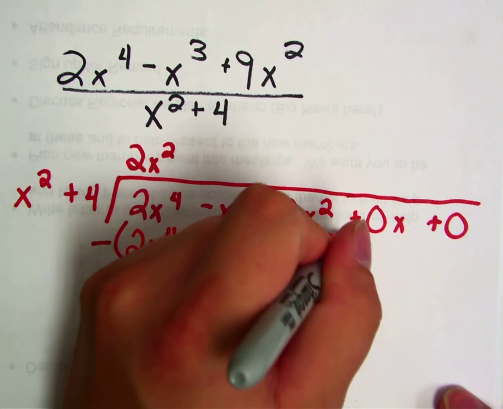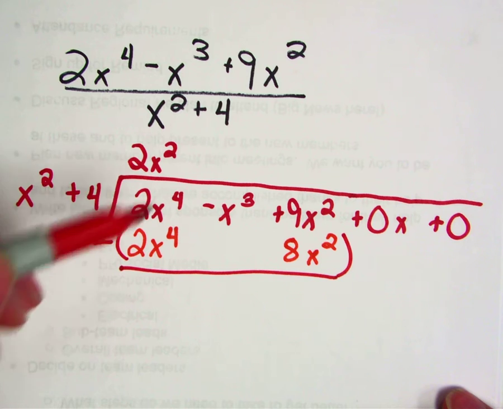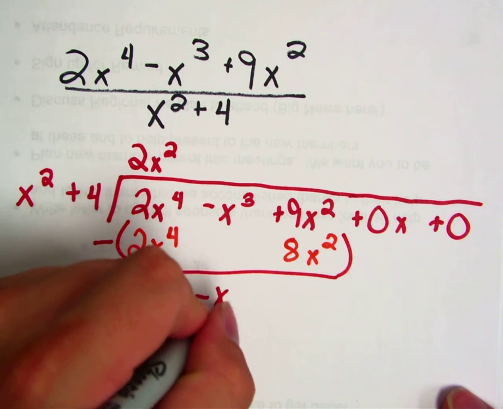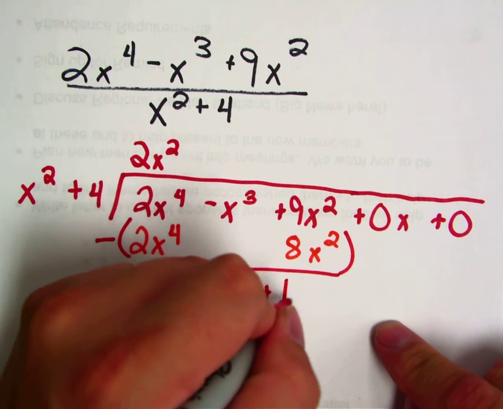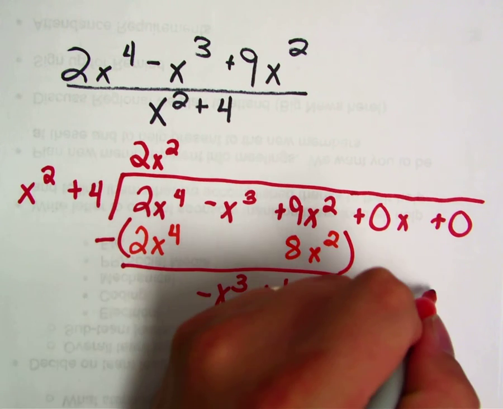So we're going to subtract. 2x to the fourth minus 2x to the fourth is, of course, 0. Negative x to the third minus 0 is negative x to the third. And 9x squared minus 8x squared is 1x squared. And then I'm going to go ahead and add the rest of these terms in.